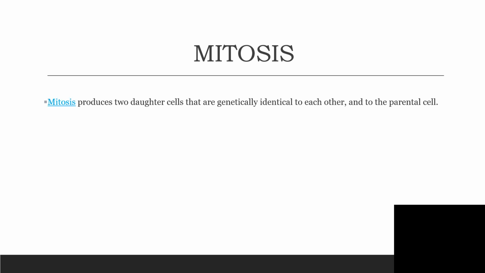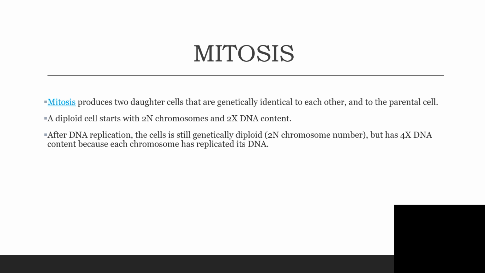Let's discuss the process of mitosis. Mitosis produces 2 daughter cells that are identical genetically to each other and to the parental cell. A diploid cell starts with 2N chromosomes that have 2X DNA content. After DNA replication, the cell is genetically diploid, that is 2N chromosome number, but has 4X DNA content because each chromosome has replicated its DNA.